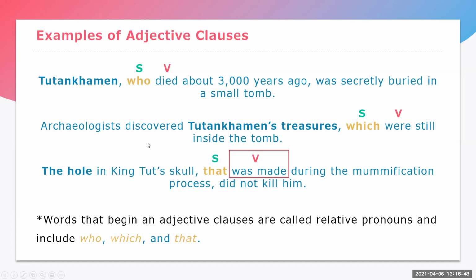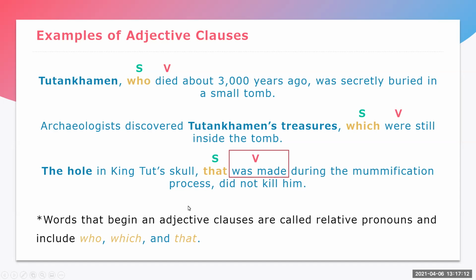In this next sentence: Archaeologists discovered Tutankhamun's treasures, which were still inside the tomb. The subject of the adjective clause is which, and the verb is were. And it's modifying or adding information about the noun phrase that comes right before it, Tutankhamun's treasures.